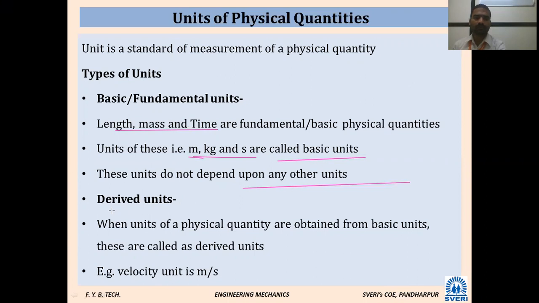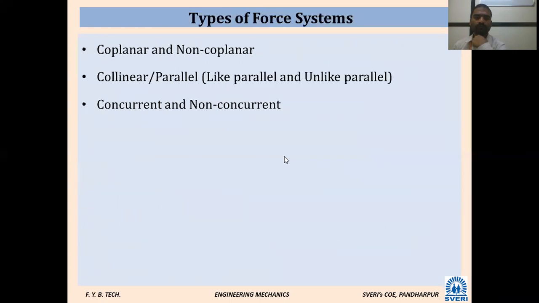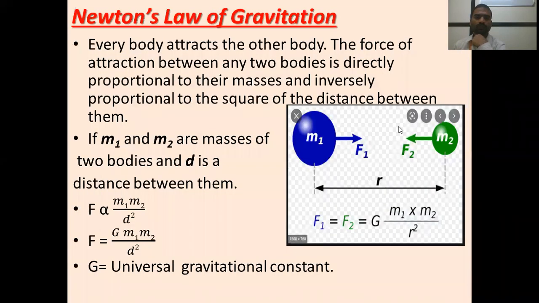Next, derived units. What are the derived units? Units of a physical quantity which are obtained from the basic units are called derived units. So, velocity, acceleration, momentum, force, and weight are all derived units. Have you written this? So this one you have to write.